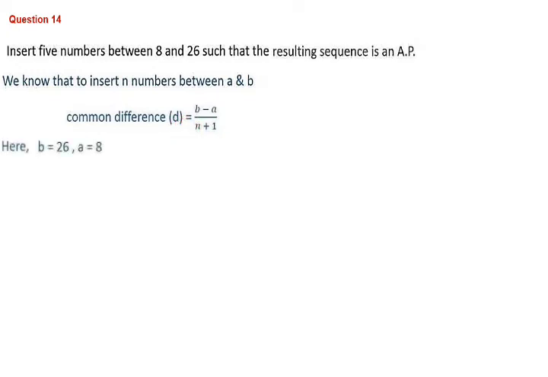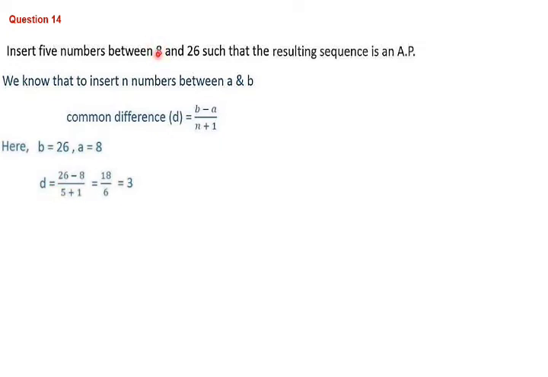So here B is equal to 26, A is equal to 8. Then D is equal to (26 minus 8) divided by, we need to put 5 numbers, so n is 5, 5 plus 1. That is 26 minus 8 is 18, by 6. 18 by 6 is 3. So D is 3. Then the first number is 8.